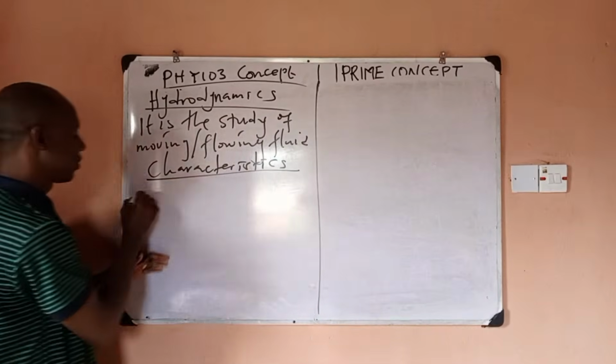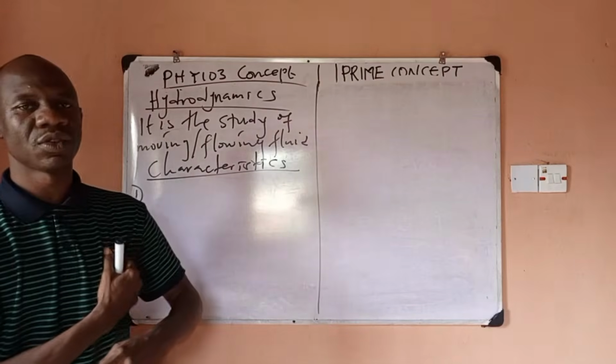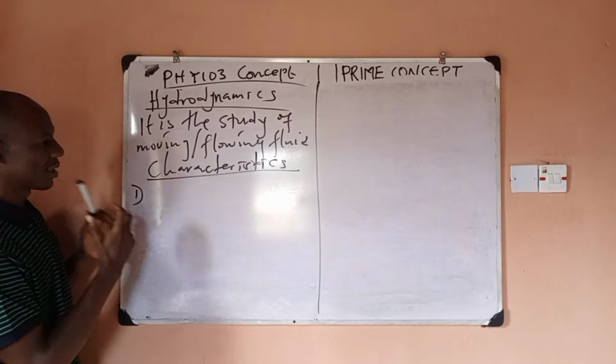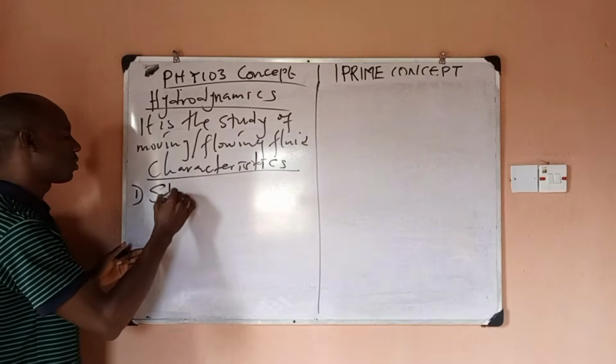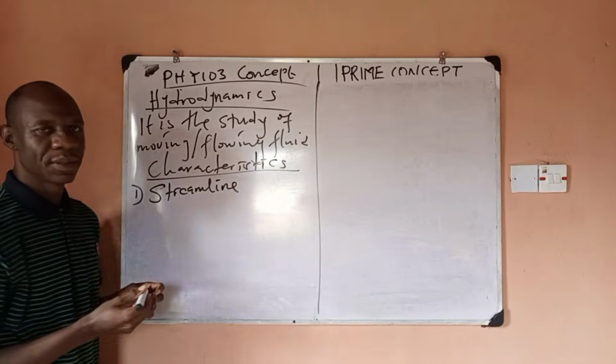Characteristics of fluid. Number one, these are very important areas you should not joke with. Number one characteristic you should know, one of the things that characterizes a fluid is what you call streamline.